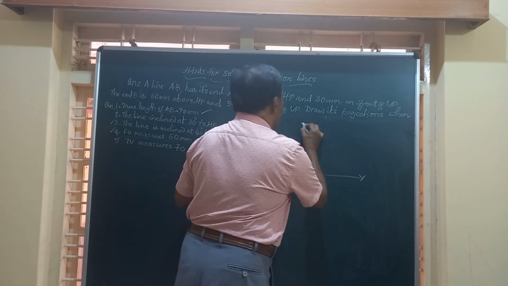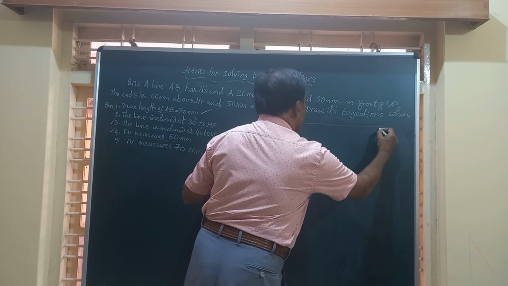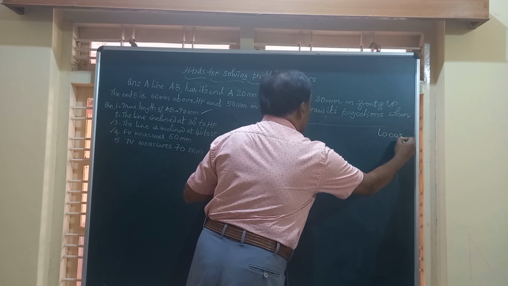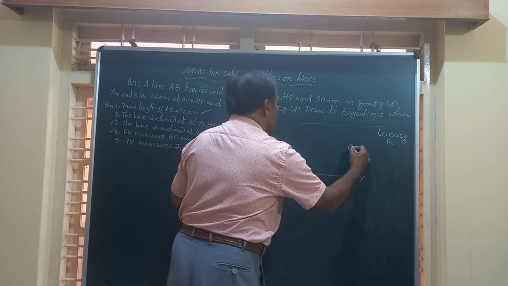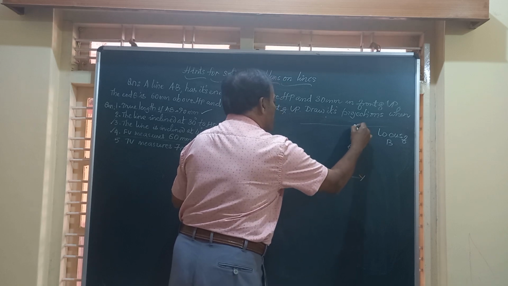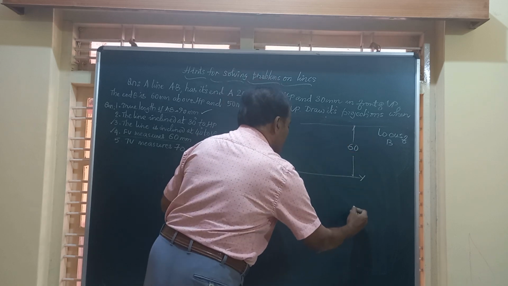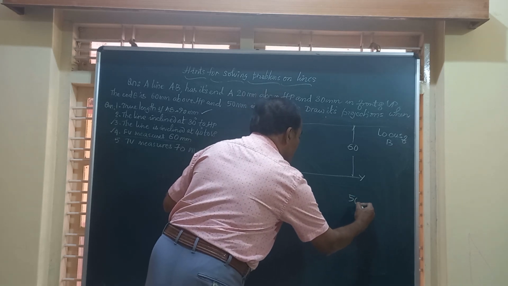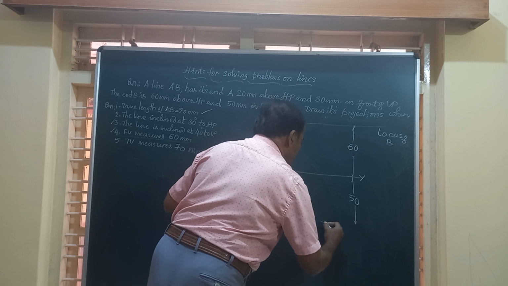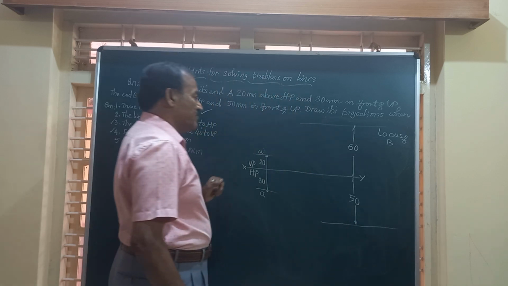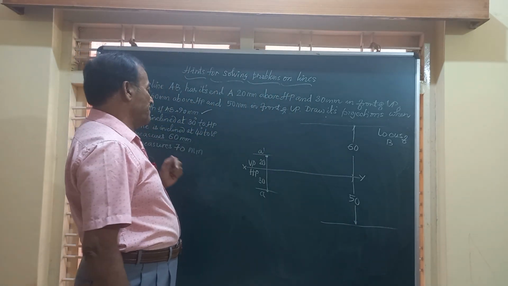On the same line, you can mark the locus of B. Locus of B' is at a distance of 60 millimeter above HP, and locus of B is at a distance of 50 mm in front of VP. So these are the loci of the end B.